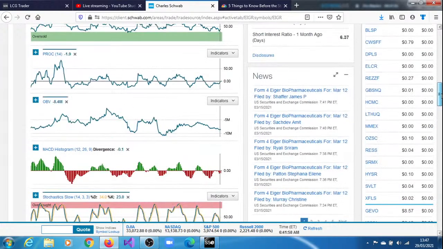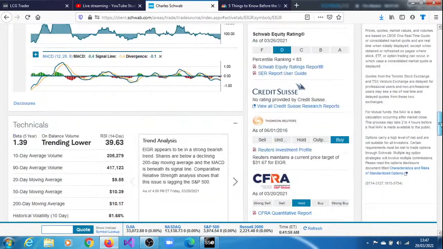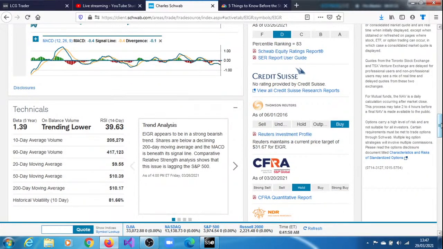That is because the 200-day trend line is bearish. You can see that yellow line, it's bearish. So it appears to be in a strong bearish trend. The stock itself is bearish, and shares are below a declining 200-day trend line. We showed you that. The comparative relative strength analysis shows it against the S&P 500.